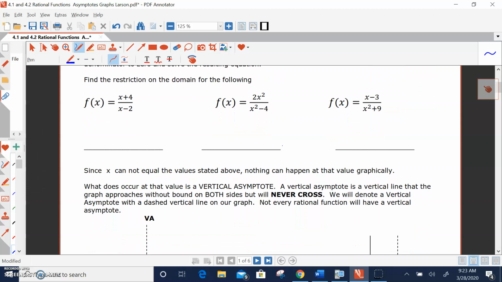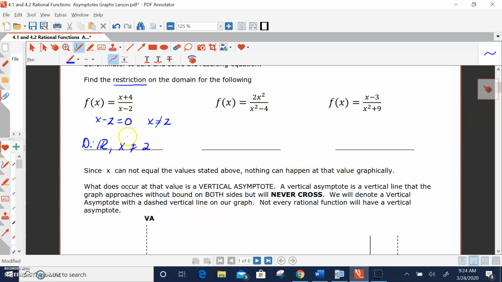So let's take a look at these guys. I need to find the restriction on the domain for these three rational functions. Looking at the denominator only, that's all we need to look at. Let's find out where the denominator is going to be zero, and let's exclude those values. All we need to do is set the denominator equal to zero, solve that for x, and that's the number we have to exclude. So our domain would be all real numbers, but x cannot equal 2. If you put a 2 in that denominator, you'd get division by zero.